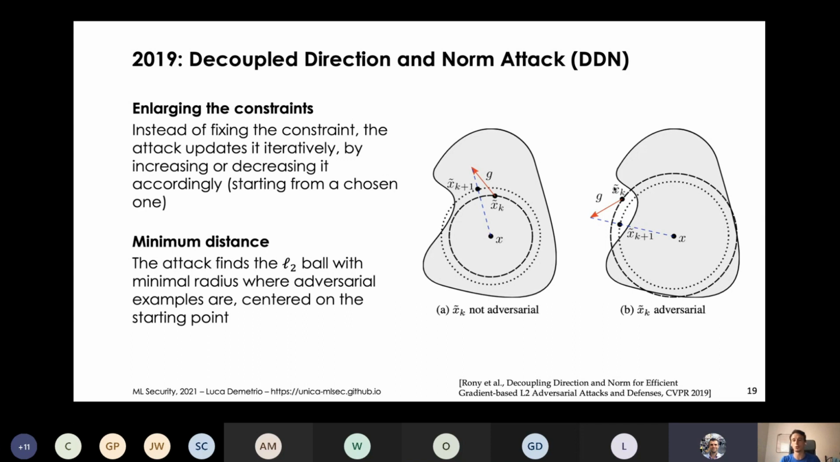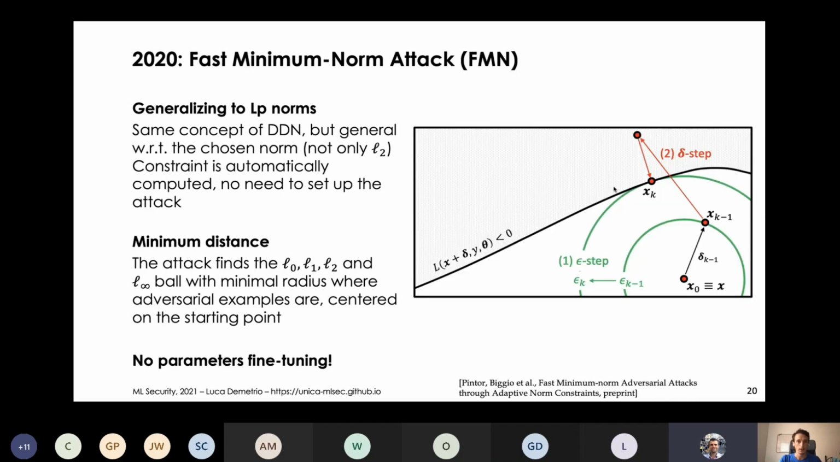But what happens if you want to do the same thing with an LP norm of choice? For doing that, we have to move very close to us in time. In 2020, we have the so-called fast minimum norm attack, which is basically what I told you before. So again, I enlarge and I shrink the boundary, but I generalize it with whatsoever LP norm you want to use. So you can use L0, L1, L2, and even the L infinity norm. And then you do exactly the same thing.